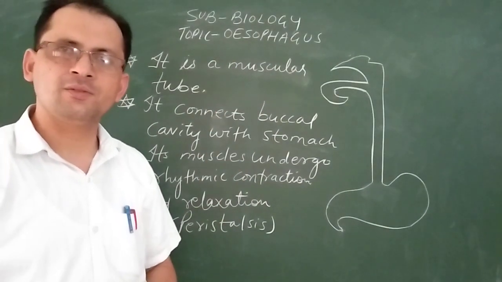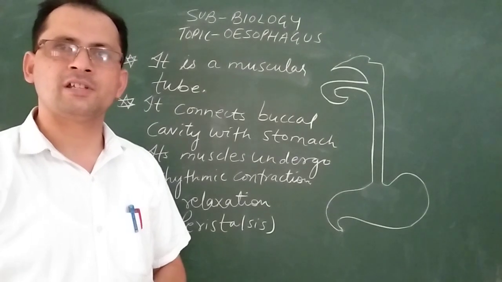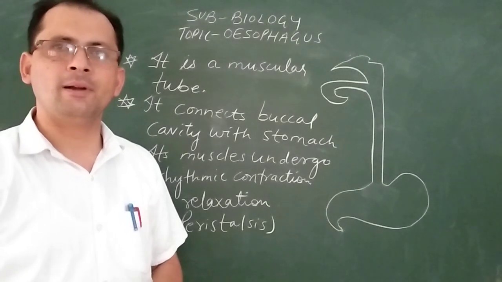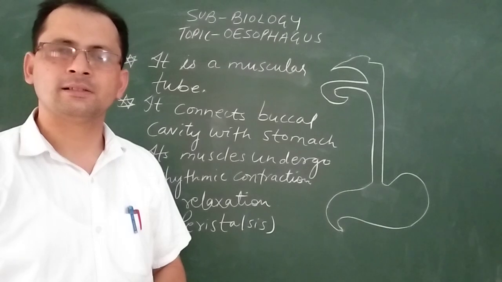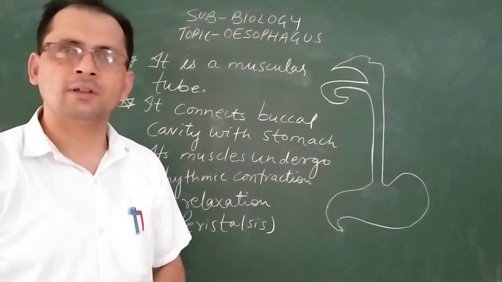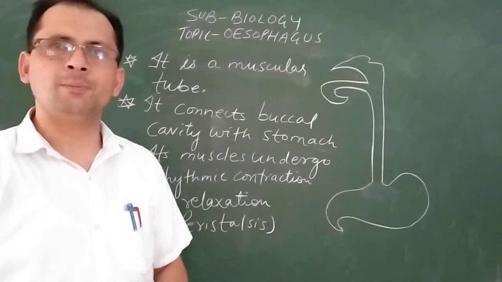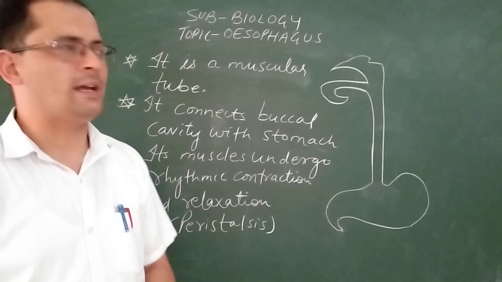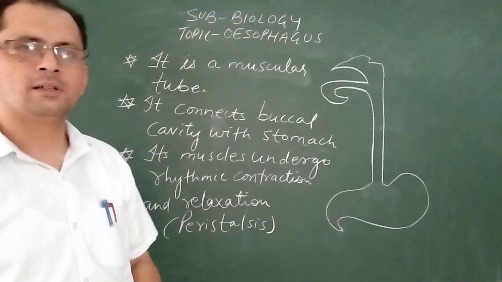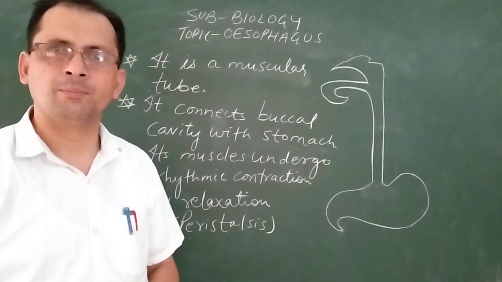So in the previous videos I have told you about the different parts which are present between the alimentary canal and anus. In that we have discussed the mouth and buccal cavity. Now the third part which we are going to discuss today is the esophagus, which is commonly known as the food pipe.